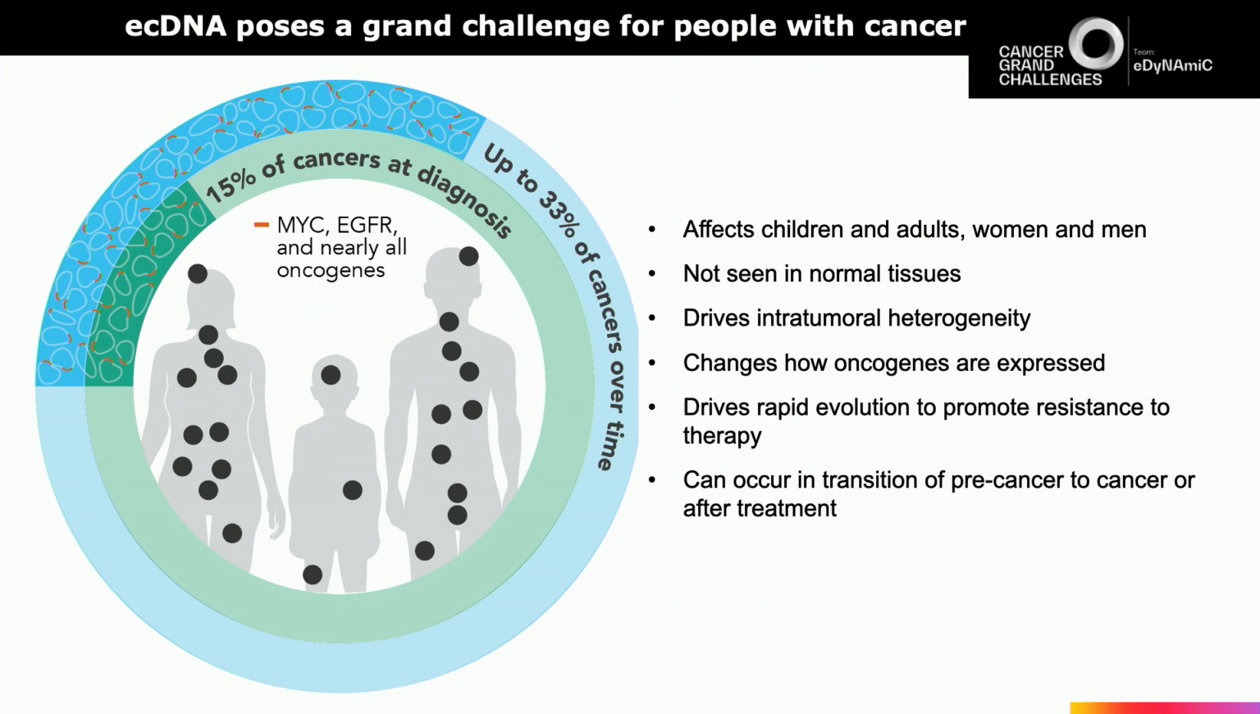They drive intratumoral heterogeneity because of this random segregation mechanism. They change how oncogenes are expressed, both by regulation in cis and regulation in trans, as those loops actually bring enhancers and promoters together, now turn it into a circle, and everything interacts with each other, and it drives rapid evolution to promote resistance. And we know it can occur pre-cancer or later in cancer. So it's a big problem.